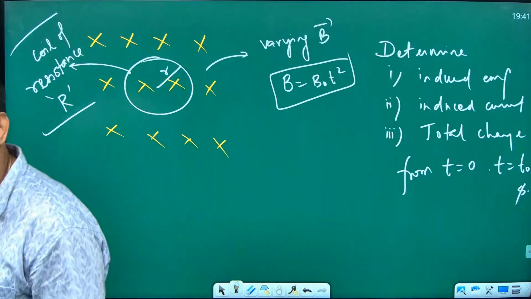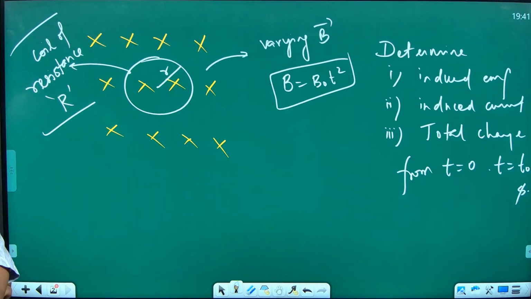Shall I solve this question? Will not solve. Solved. What doubt? Tell me.